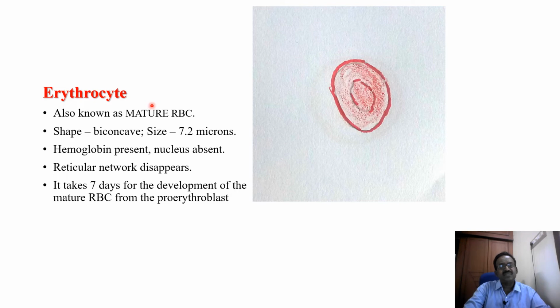It takes 7 days for development of the mature RBC from the proerythroblast. From the proerythroblast to reticulocyte takes 5 days. Another 2 days are taken from the reticulocyte to the mature RBC.